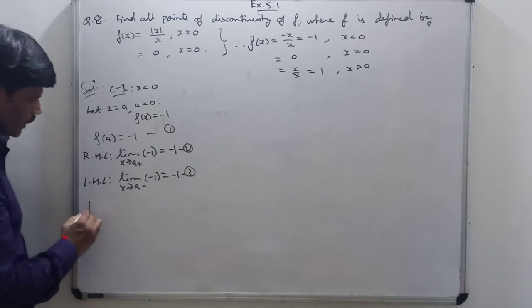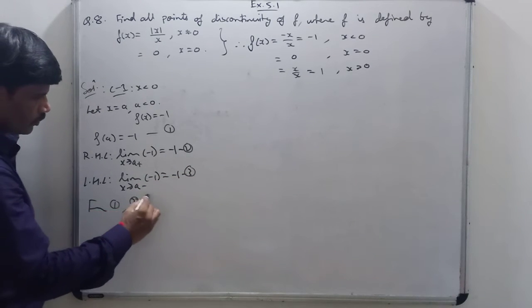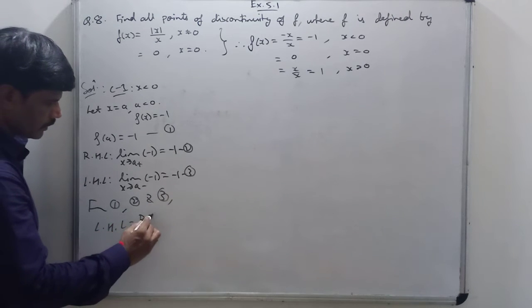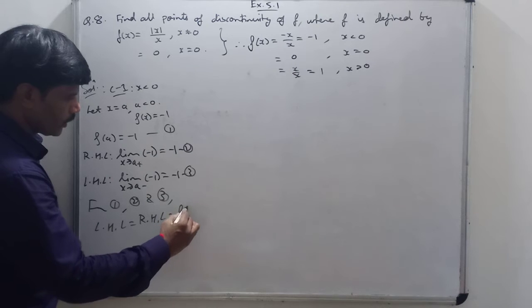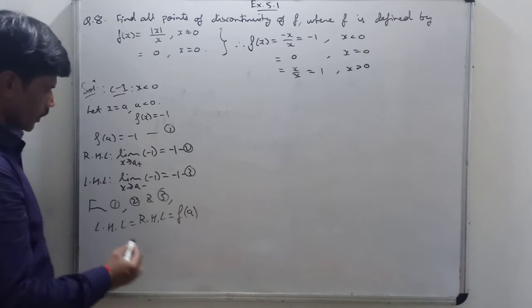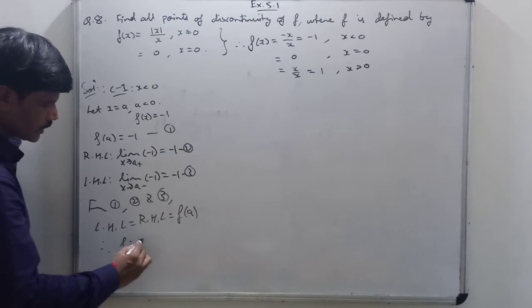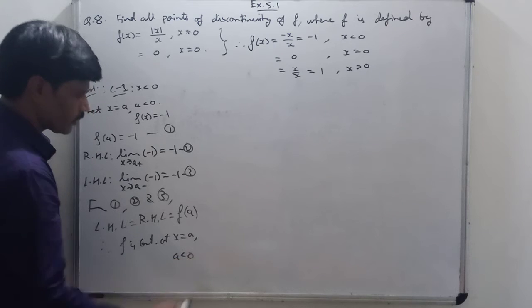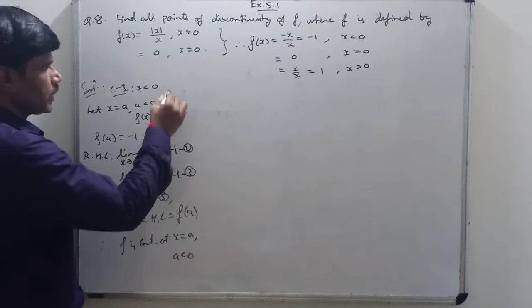So from 1, 2 and 3 what did you understand? From 1, 2 and 3, LHL is equal to RHL is equal to the value of the function f(a), where a is less than 0. Okay, so therefore what we will say? The function is continuous at x equals a, where a is less than 0. Means for x less than 0 the function is continuous.